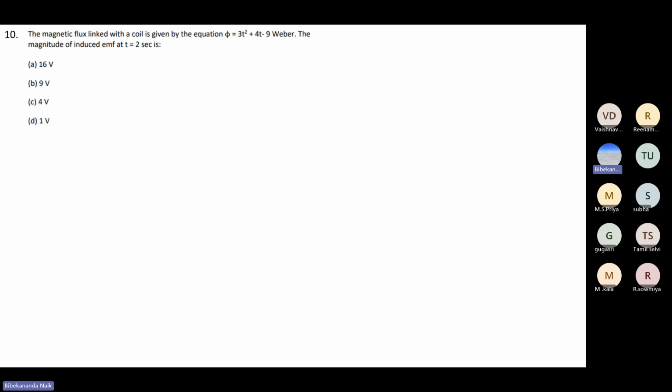Can anyone solve and tell me? I'm giving you a few minutes. Please try this question and tell me what will be the value of the EMF that will be induced in the coil.